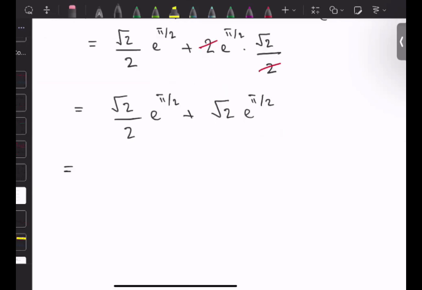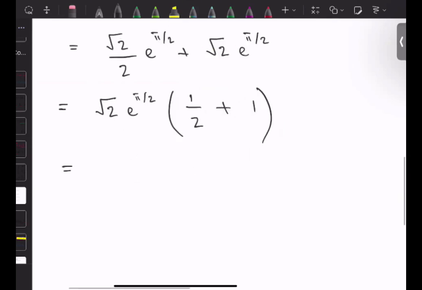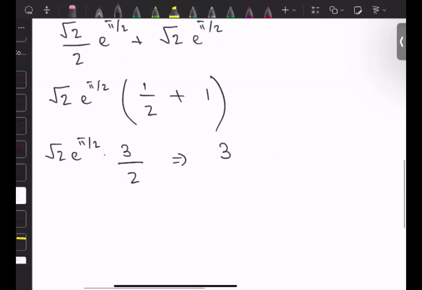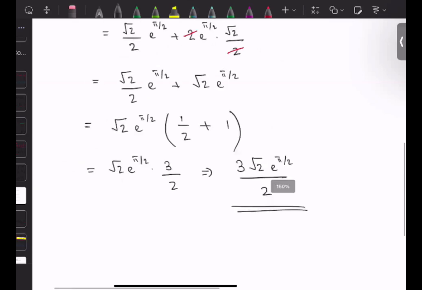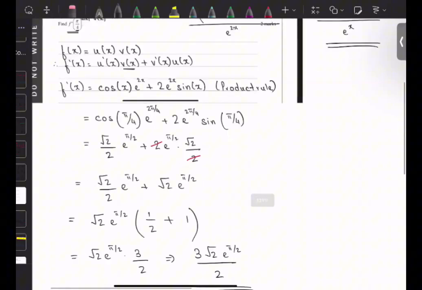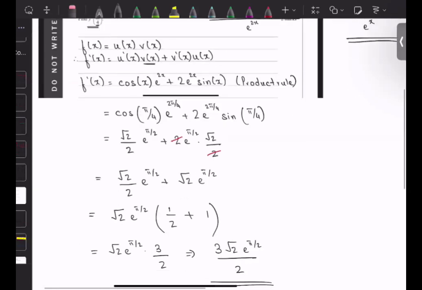Now let's tidy this up a little bit. Let's pick out the common factors and make our answer look a little bit nicer. So what we have is a common factor of root 2 e to the pi on 2. So let's pull that out. Root 2 e to the pi on 2, a half plus 1. A half plus 1 is 3 on 2. So we can write this as multiplied by 3 on 2, which means our final answer is simply 3 root 2 e to the pi on 2 all over 2. And this is how you would obtain 2 marks for part B of question 1.